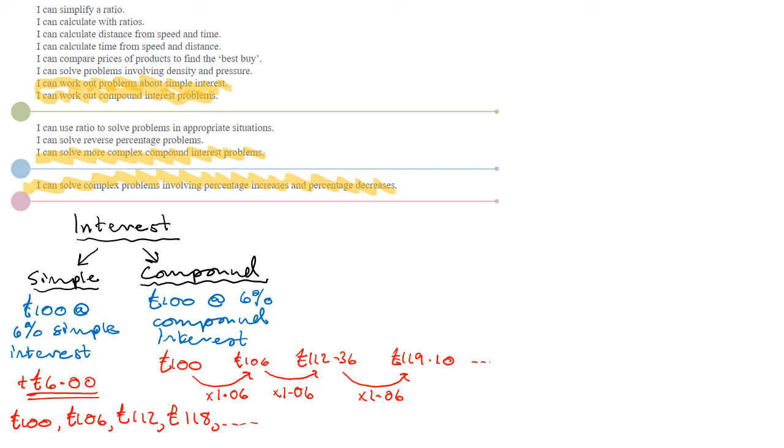Now, if I did this for lots of years, I don't want to keep multiplying by 1.06. I can do this. Let's say I wanted to know how much I had after 10 years. I would do this. Times by 1.06 to the power 10. So the power here is going to be the number of years. The power is the number of years.